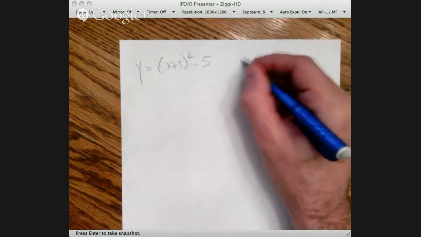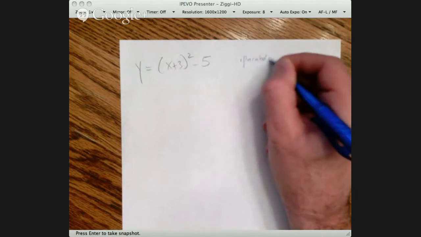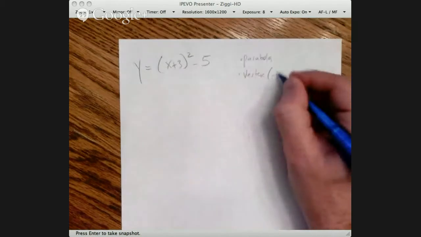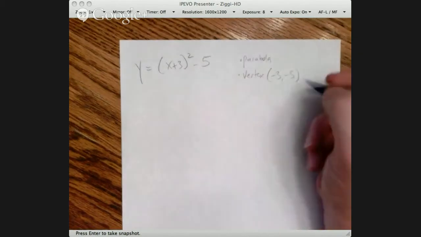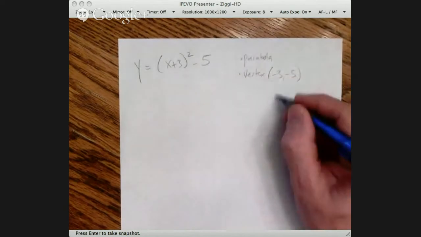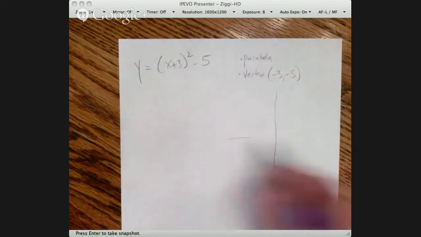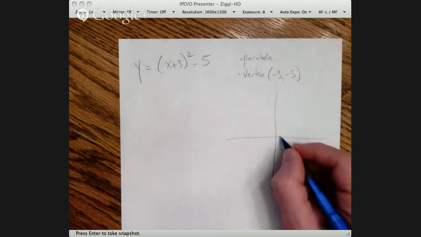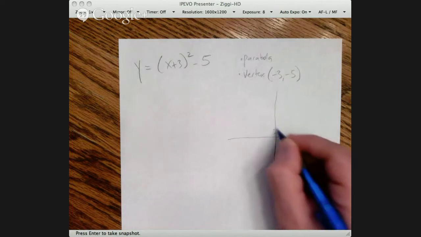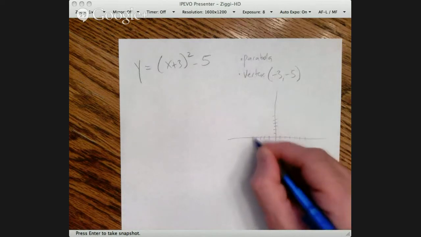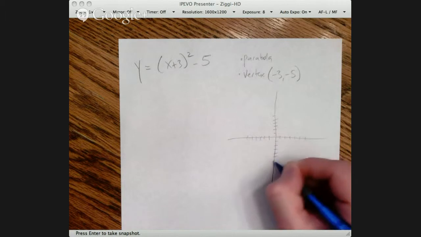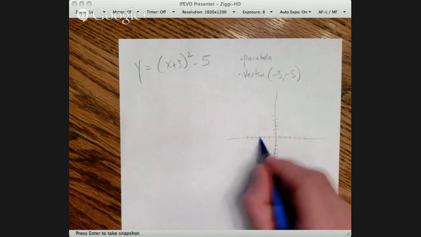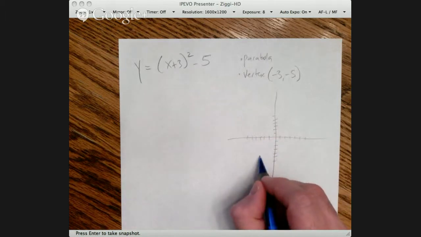We know it is a parabola. We know it has a vertex of -3, -5. And because it's here, I'm just going to graph it. Your graph will be much more complete than mine, but let's just do that anyway. This is probably not enough, but if it's got a vertex of -3, -5, that means it moved to the left 3 and down 5, so that's going to be our vertex.